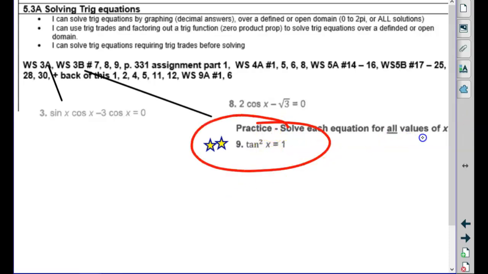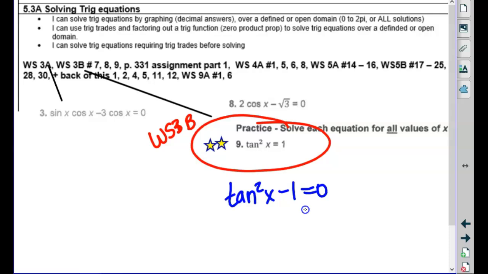It says solve this equation for all values of x. Does anybody remember what we need to do here? We just need to what? I think this is off worksheet 3B. So I think we probably already did it. But can anybody glancing up here tell me what we might have done? Actually we could. We could make it equal to 0. And then it would factor.